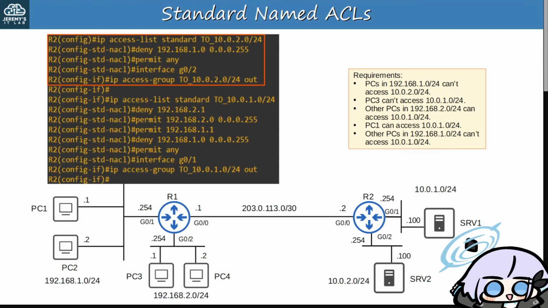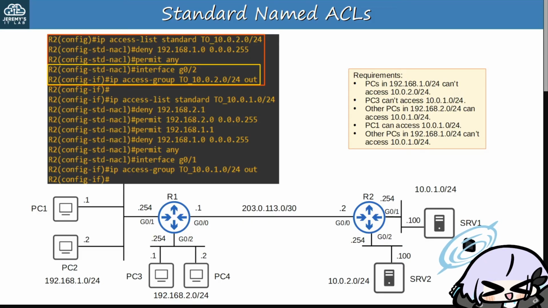Here's the first ACL. I called it 2_10.0.2.0/24. First, I denied the 192.168.1.0/24 network, but permitted other traffic. Then I applied it outbound on G02. So PC1 and PC2 will be blocked from accessing server 2, but PC3 and PC4 will be able to.